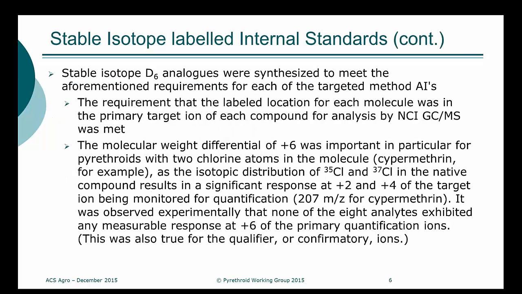We had the D6 analog synthesized to meet these requirements. The primary target ion was met, so we did have it in the correct position. And the molecular weight differential we came upon was a +6. It's a deuterated +6. That was important because some of the pyrethroids, such as cypermethrin, contain 2 chlorine atoms, which in turn give you a +2 and a +4 response in the detection system. So while we're monitoring at +6, in all of the aforementioned AIs, there was no response. We also had confirmatory ions, so with this we've gained a lot of advantage.